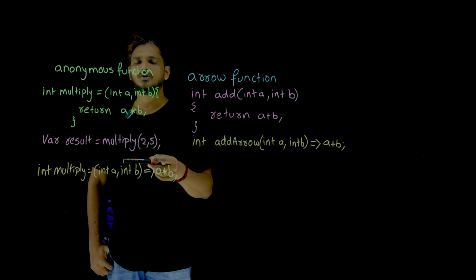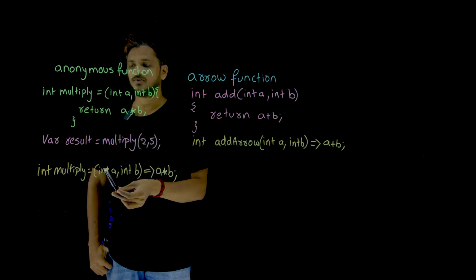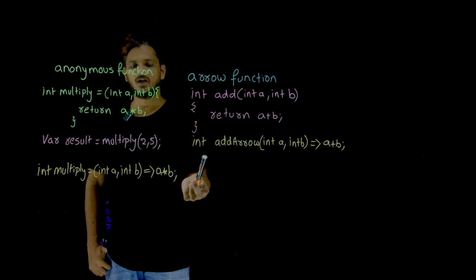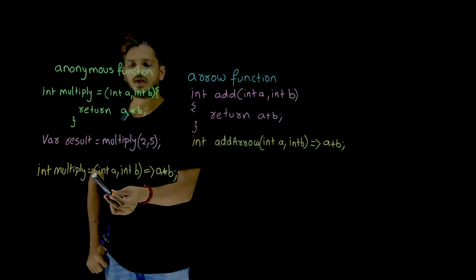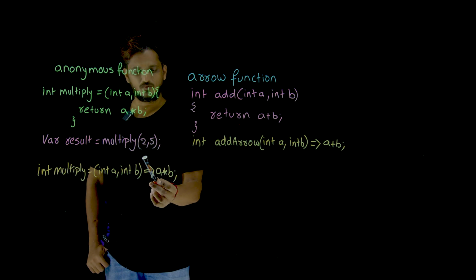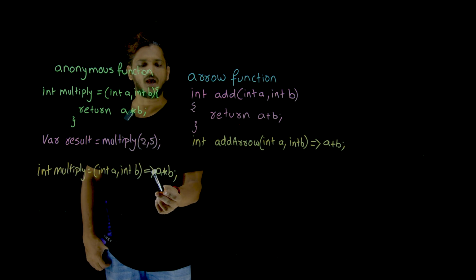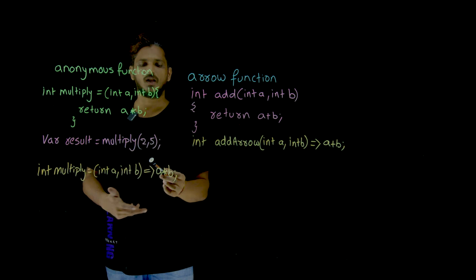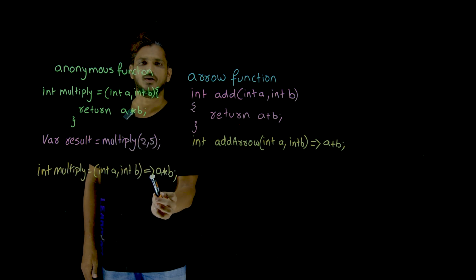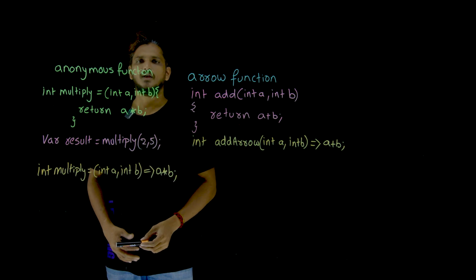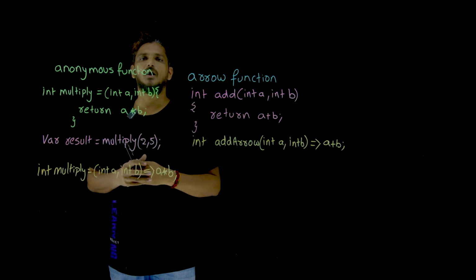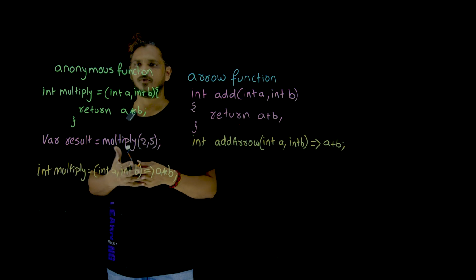Now the combination of anonymous and arrow functions. We know what an arrow function means: single line expressions can be written using arrow functions. Int multiply is equal to, we define the function int a, int b directly. Because it has only one line, you can go with an arrow here, arrow a multiplied by b. So this is what we have about anonymous functions and arrow functions.